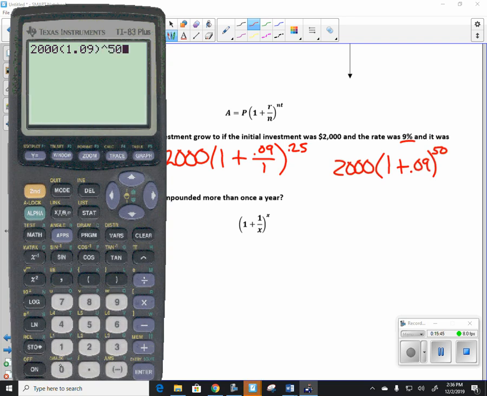She lets it sit. She made an investment of $2,000. She didn't touch it after that. She didn't do anything. 50 years later, what does she have? She has $148,715. This is the beautiful thing of compound interest and making money over a long period of time.